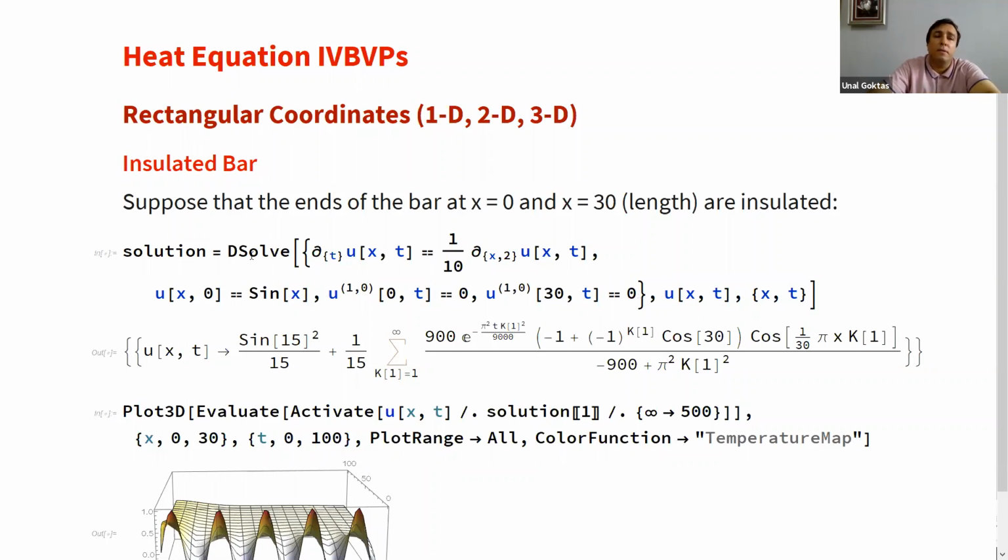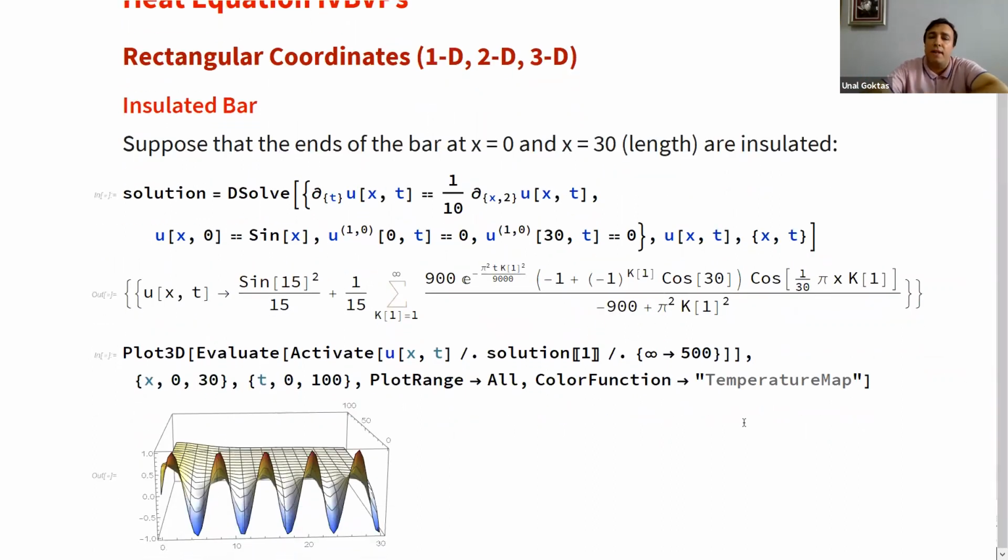So the solution is returned in terms of an infinite sum. In the background, we are using separation of variables and eigenvalue, eigenfunction expansion. For practical reasons, we set infinity to be 500. And if you plot the solution, the plot looks like this over here. So this was the insulated bar problem.